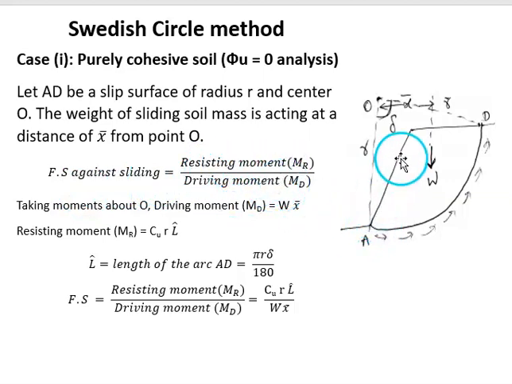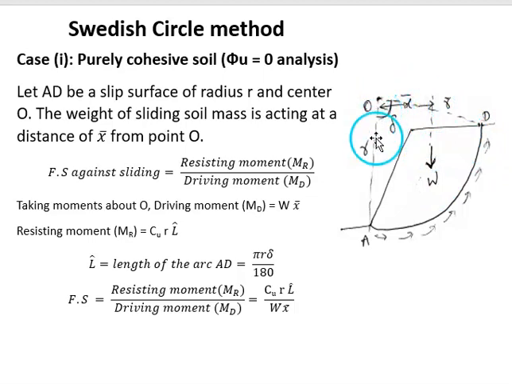So suppose this is the slope and AD is the failure surface, and since this failure surface is like an arc of a circle, it will have one center, so it is point O and its radius is R. The angle subtended at point O is delta. The weight of the sliding soil mass is W, which is acting at a distance of x bar from point O.